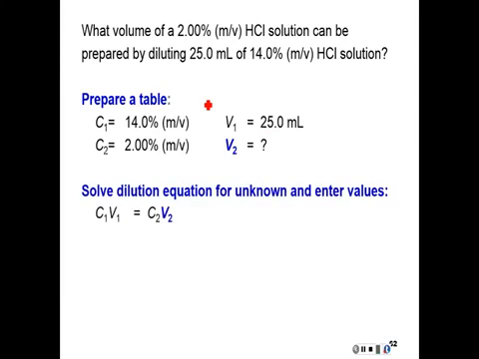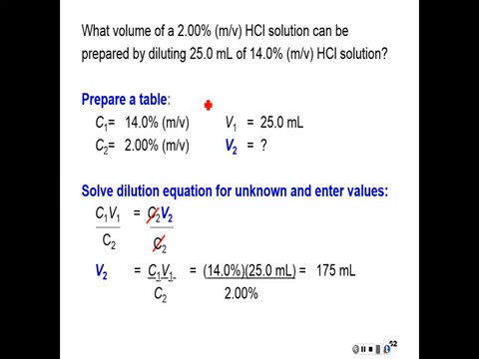So here's my formula. I'm going to solve it for my unknown by dividing both sides by C2. So that'll cancel out there. Then I'm going to plug in my values. And what do I get? I get exactly what I predicted. Because you see down here, the percent would cancel. And the 2 would go into 14 7 times, and 7 times 25, that's 175. So if the numbers are easy, sometimes you can see what the answer is to these questions.